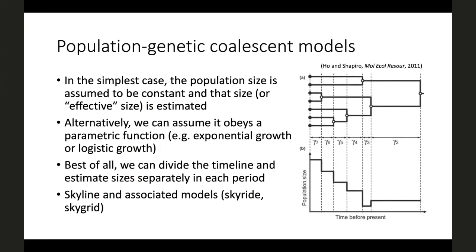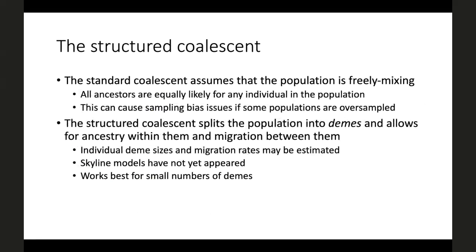So rather than saying that your population size obeys some kind of simple function, you can just estimate the variations over time from the data. The standard coalescent, which I've talked about the last couple of slides, assumes, as I said, the population is freely mixing, that therefore all ancestors are equally likely for any individual in the population, which obviously, if there's a lot of geographical or some other structure, is violated.